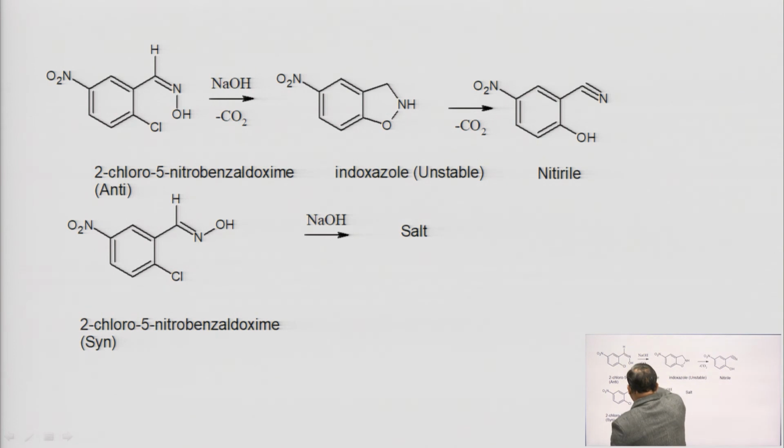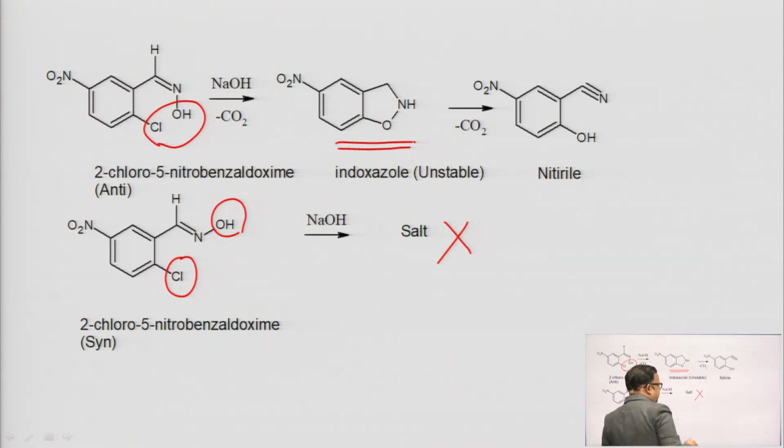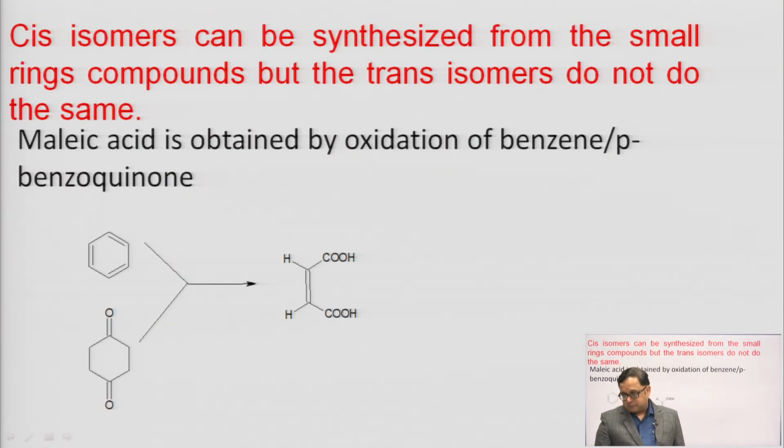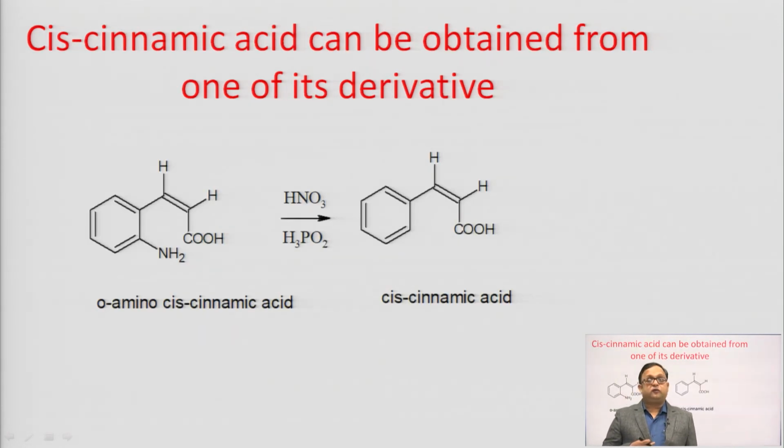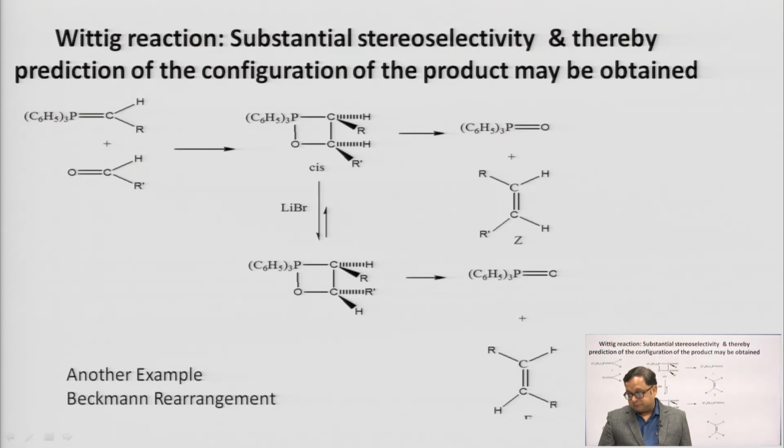Here we see this chlorine and OH are both cis to each other. Therefore, they are easy to convert into a cyclic derivative, but in the other isomer they are opposite to each other. So, no reaction takes place, and they are not converted into a cyclic derivative. Similarly, cis isomers can be synthesized from small molecules like malic acid, or from benzene or para-benzoquinone, and cis-cinnamic acid can also be obtained from ortho-amino cis-cinnamic acid.